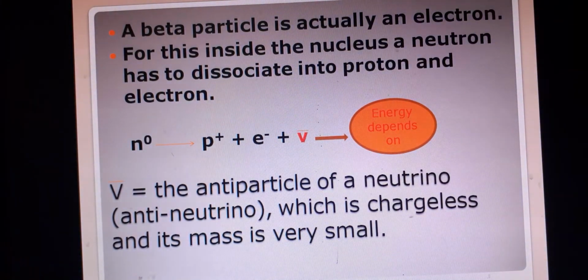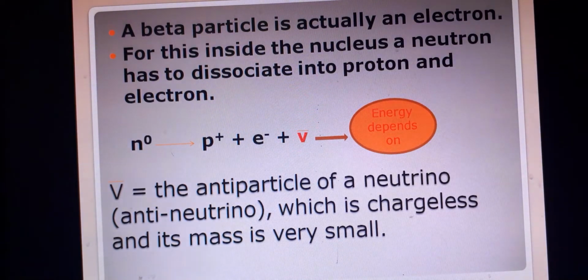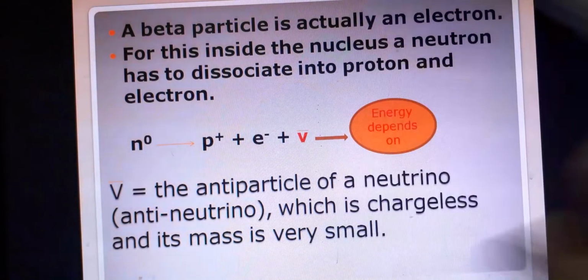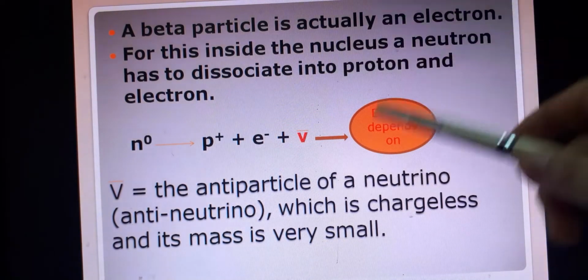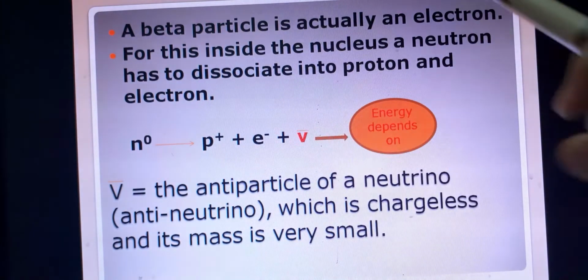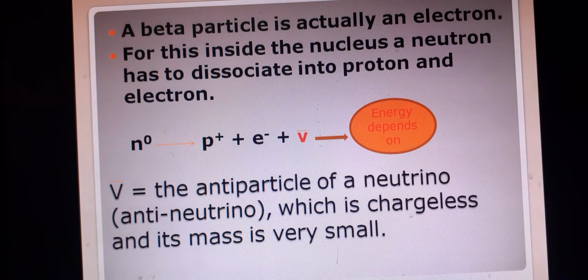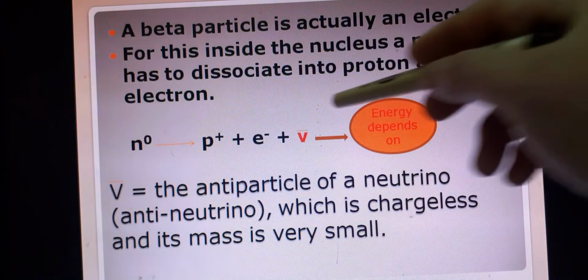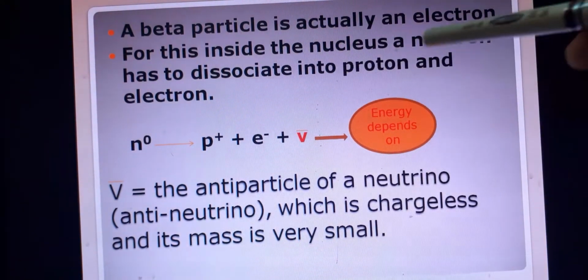That means the energy of the beta particle depends on the part of the total radiation energy received by the antineutrino particle. You will get information about the antineutrino particle that I am telling in the 360 long page.